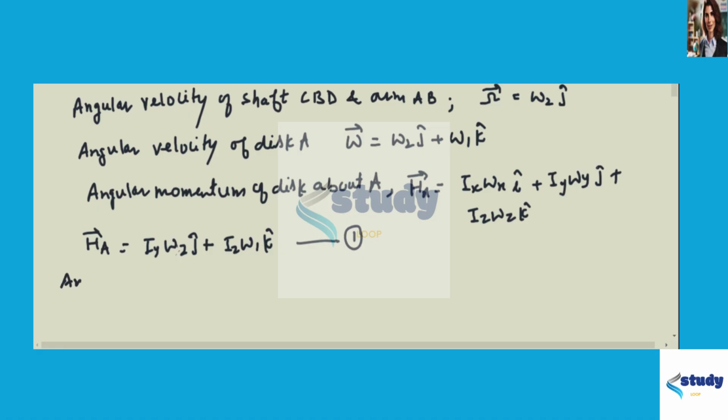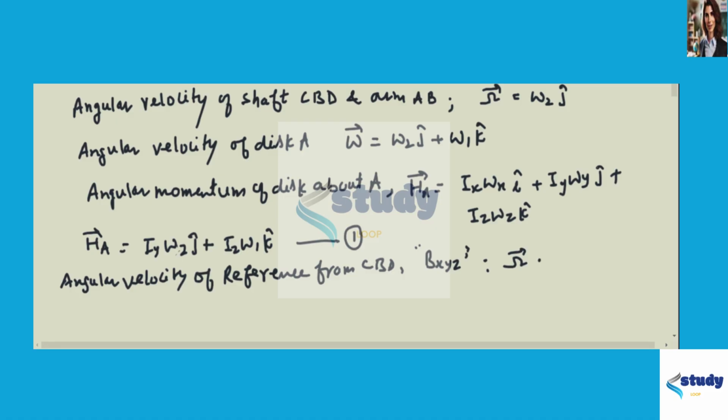Angular velocity of reference frame CBD is omega. So the rate of change of angular momentum of the disk about point A is equal to the rate of change in the rotating frame plus omega cross HA.